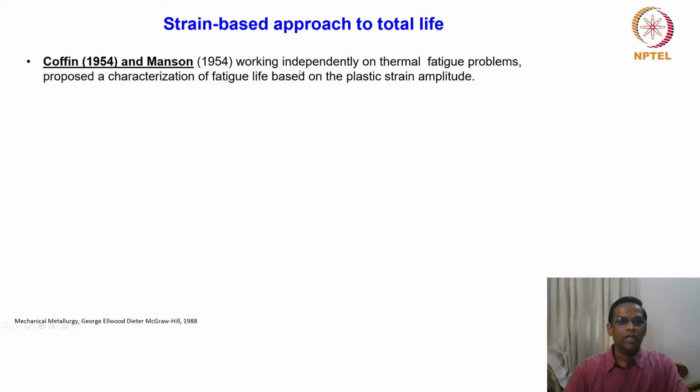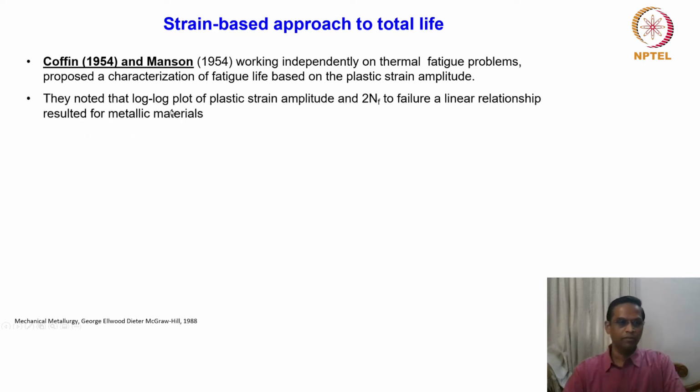Coffin and Manson, working independently on thermal fatigue problems, proposed a characterization of fatigue life based on the plastic strain amplitude. They noted that in a log-log plot of plastic strain amplitude and 2Nf, the number of reversals to failure, a linear relationship resulted for metallic materials. Very, very important point. If you want to characterize plastic strain controlled fatigue, this is the first plot everybody will look at.